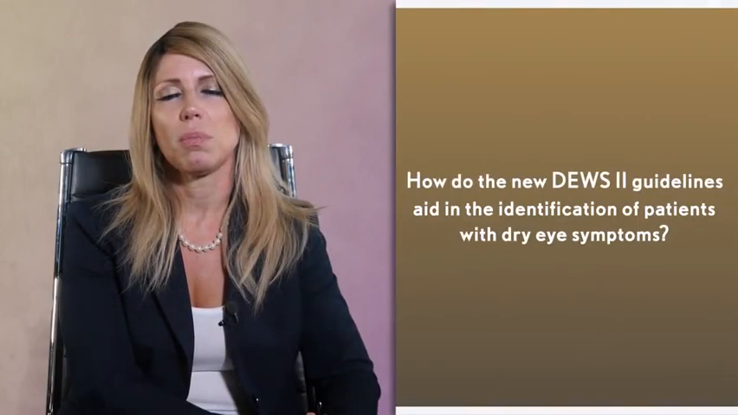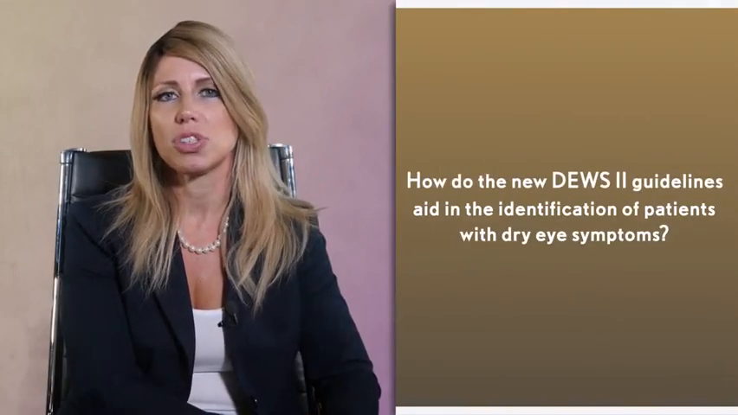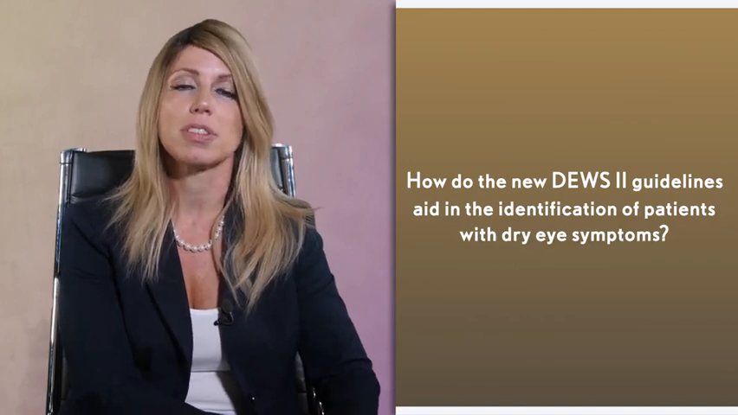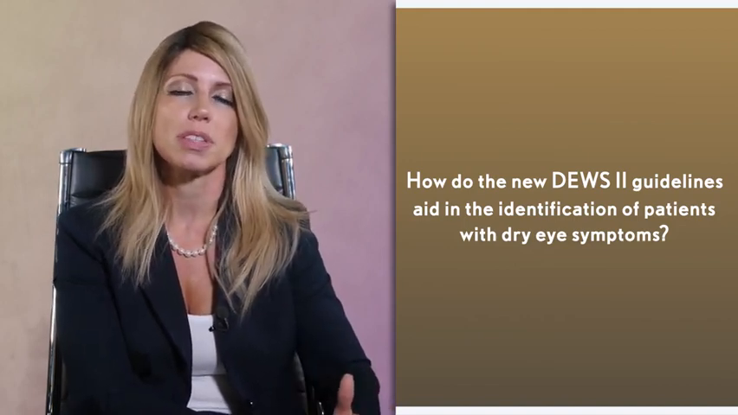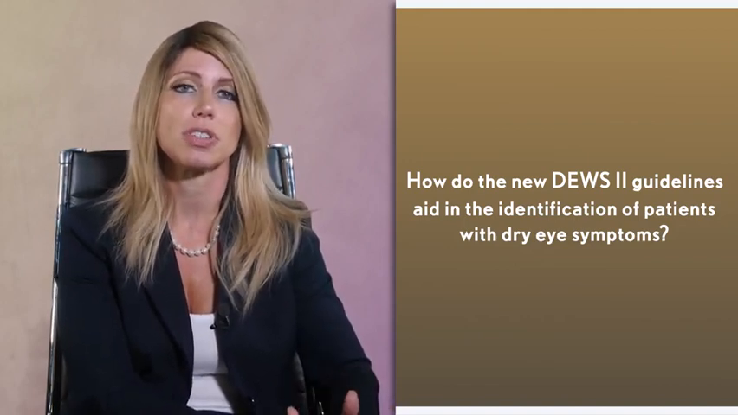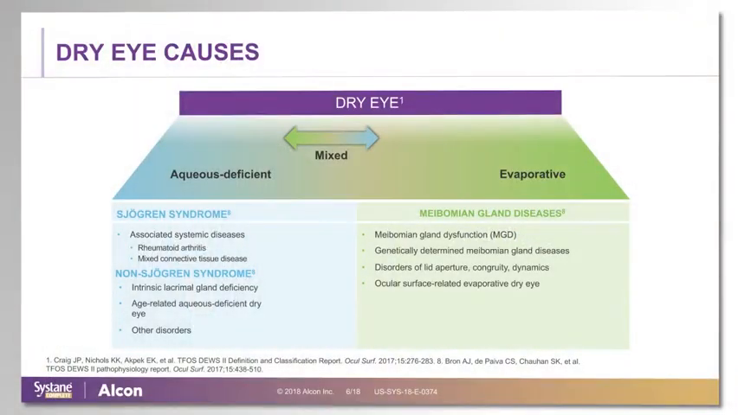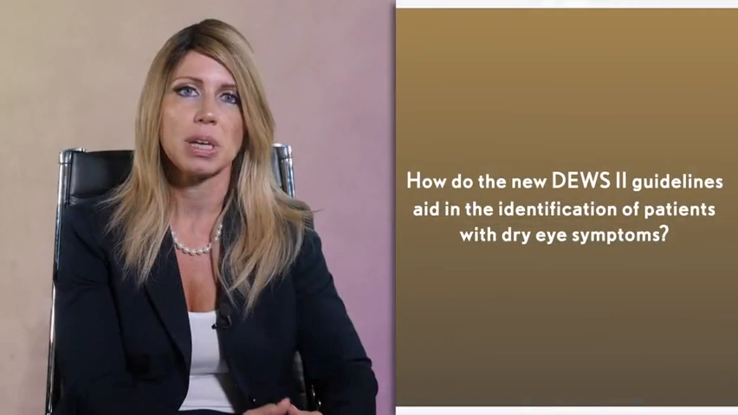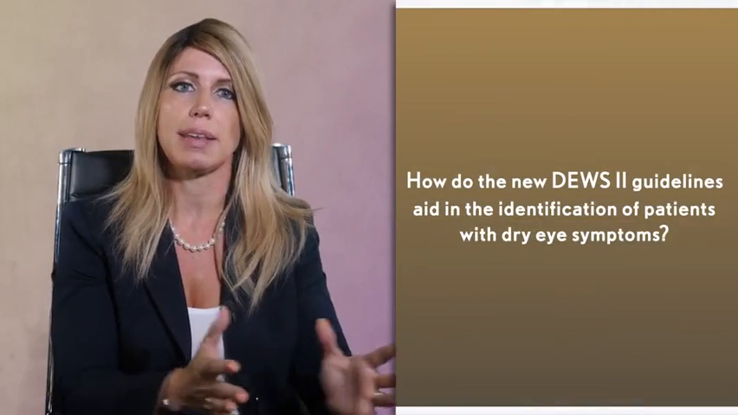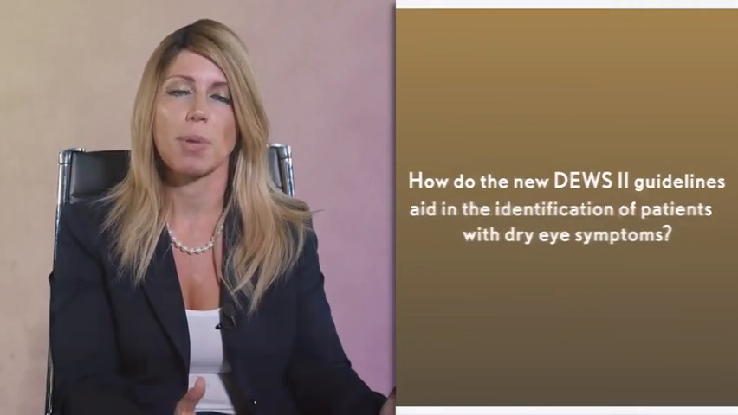One of the most interesting pieces of DEWS II, and it's a very, very robust document, but one of the most important things that I found in it, and I think that a lot of doctors have recognized, is that when you get down to the point of diagnosis, you may be aqueous deficient, the patient may be an evaporative type of dryness, but really what DEWS II acknowledged was there's really a continuum between those two conditions, and that continuum is sort of a blend of both aqueous deficient and evaporative.